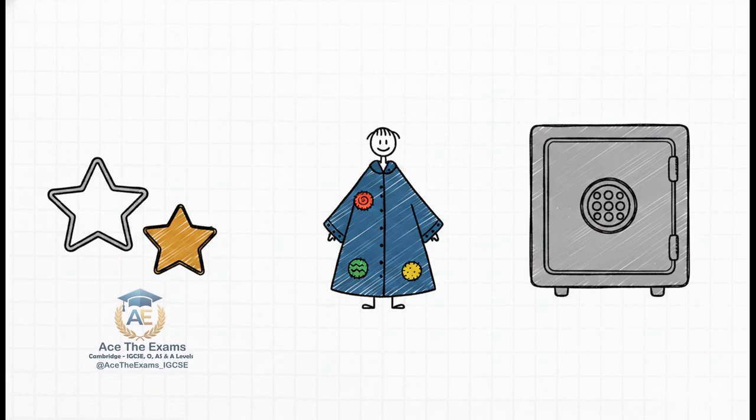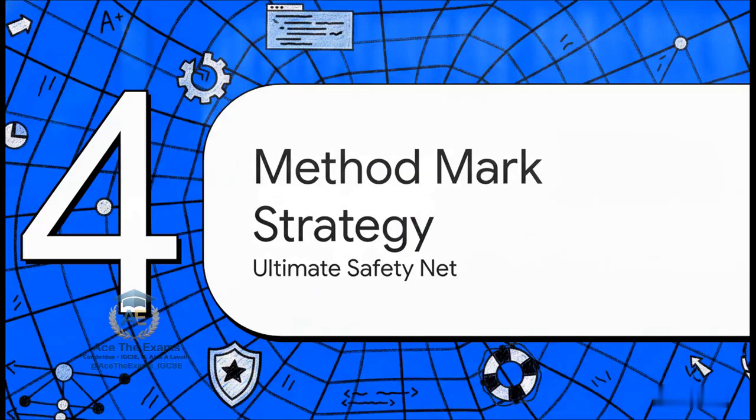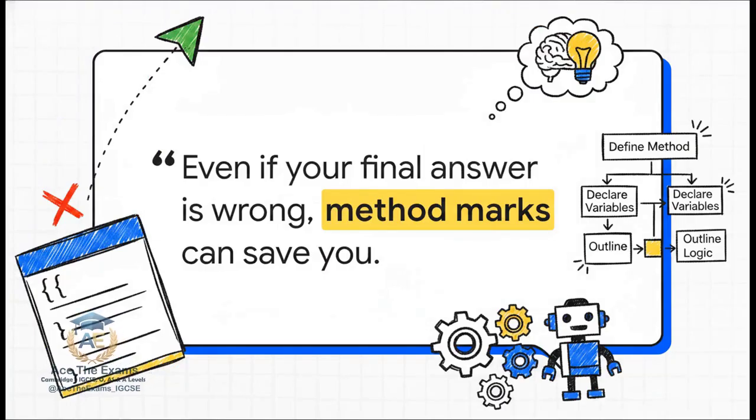Section 4, the method mark strategy. Let's talk about the ultimate safety net. I genuinely cannot overstate how important understanding the Cambridge marking philosophy is. The examiners want you to know that showing systematic working and clear notation is so incredibly critical that you will be awarded process marks, what we call method marks, even if your final execution completely fails.